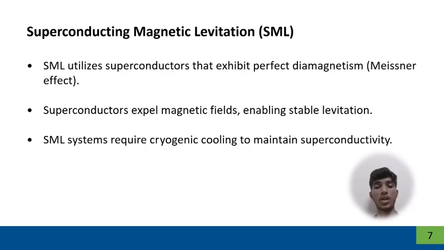Superconducting magnetic levitation. Superconducting levitation uses materials called superconductors, which have zero electrical resistance at very low temperatures. They show the Meissner effect, meaning they completely push magnetic fields out. As a result, the levitation is very strong and stable. However, they require cryogenic cooling, which makes them expensive but extremely powerful.